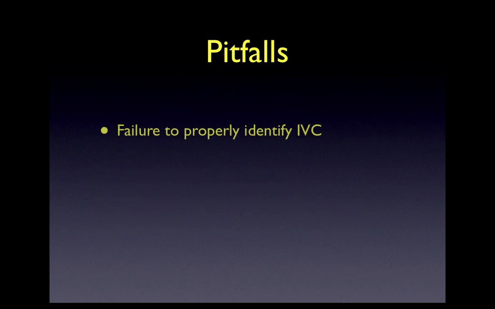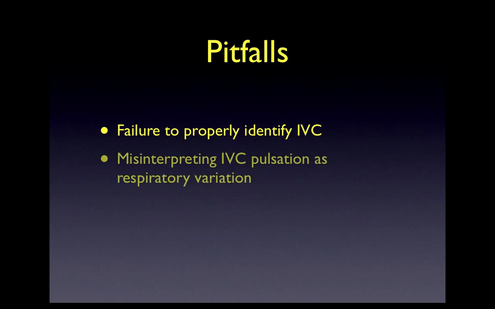Pitfalls. Failure to properly identify the IVC. This can be avoided by reviewing the relevant sonoanatomy prior to obtaining your IVC metrics. Another pitfall is misinterpreting IVC pulsation as respiratory variation. And you can avoid this pitfall by making sure that the cyclical changes of your IVC diameter correlate with the patient's respiratory rate, not the pulse.